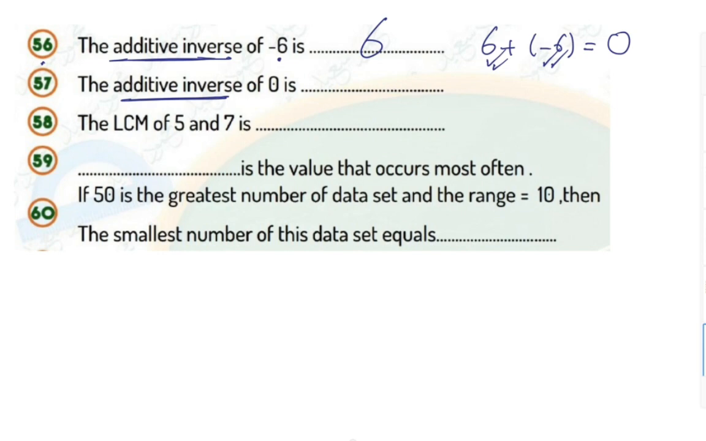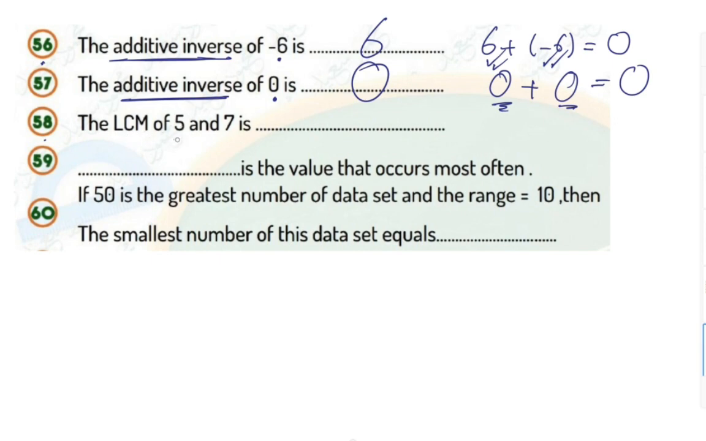But if he gives me 0, no negative, no positive. 0 is in between the negative and positive. So what is the number you add to 0 to get 0? That's 0. So 0 is the additive inverse of itself. 0 and 0. Next point, the LCM of 5 and 7.